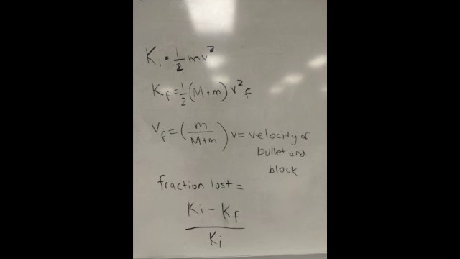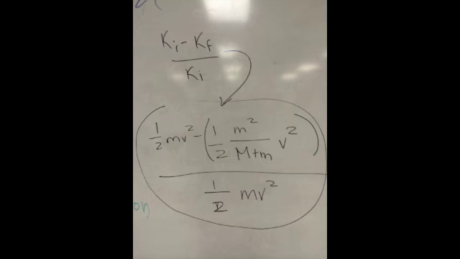To find the fraction lost, all you do is take the original kinetic energy, subtract the final kinetic energy, and put it over the original kinetic energy. This will give you a percent or fraction. So now all you must do is plug in the original kinetic energy and the final kinetic energy over the original kinetic energy. Make sure you replace v final with its equation.